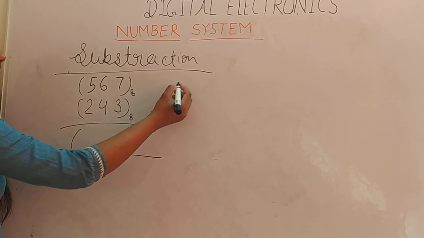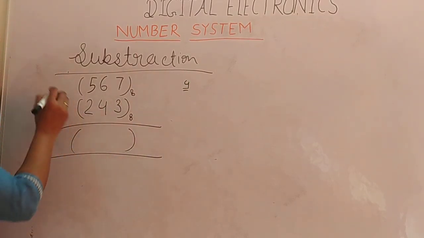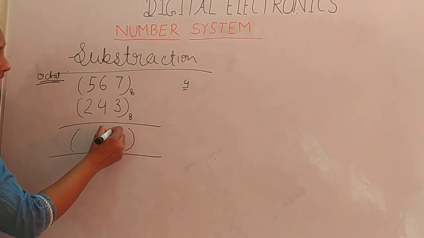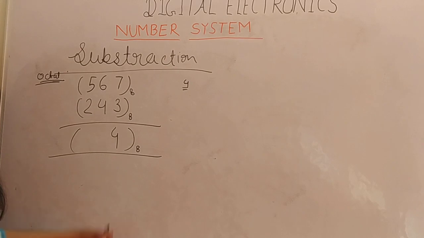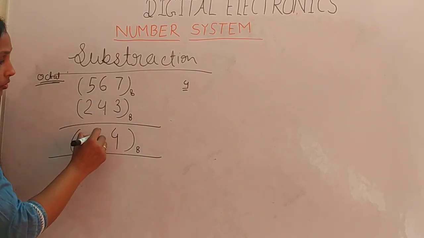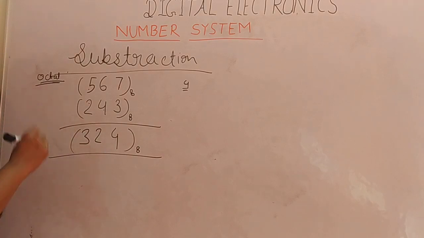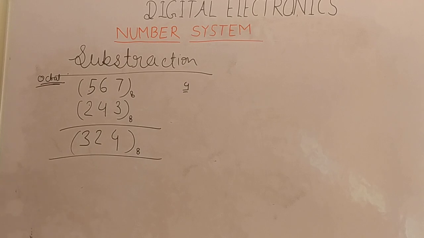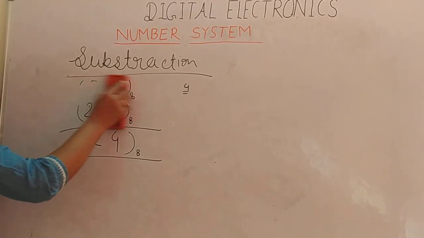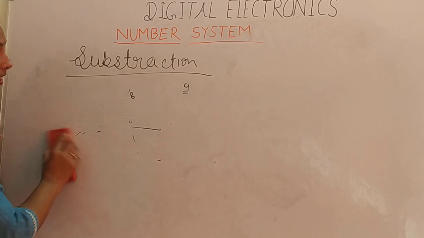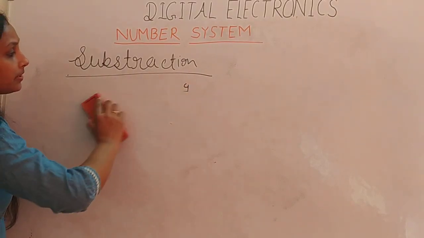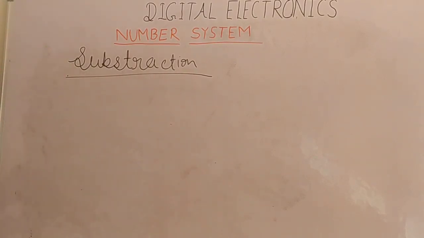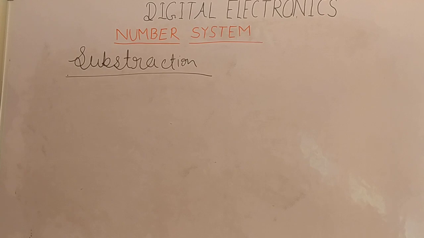Then what we'll do? 7 minus 3 is 4. 4 is directly present in the octal, so we can directly write 4. Then 6 minus 4 is 2 and 5 minus 2 is 3. It is a simple subtraction of octal. Now we'll take one example in which we want to subtract a larger number from a smaller number. Then what we'll do? We have to take a borrow.